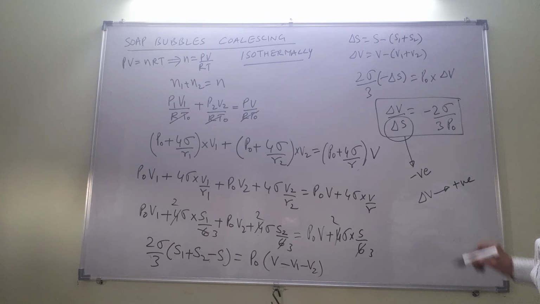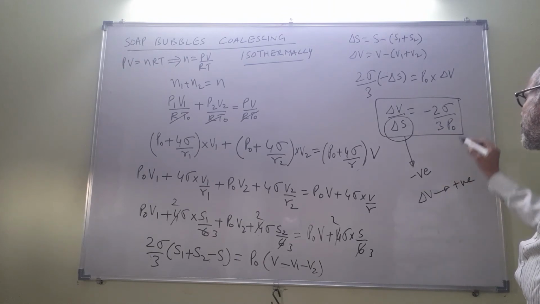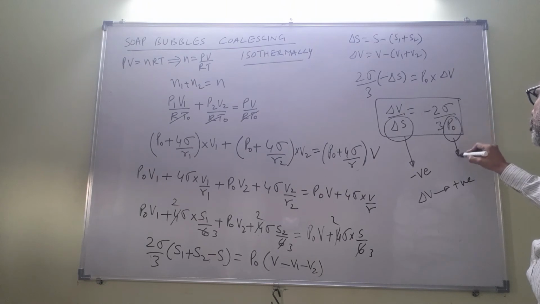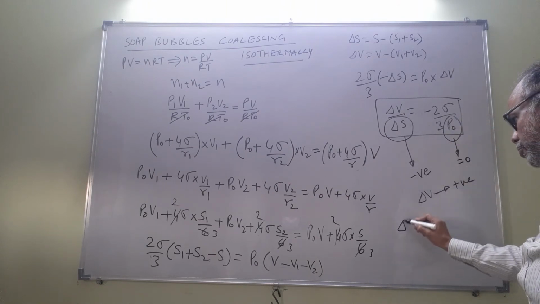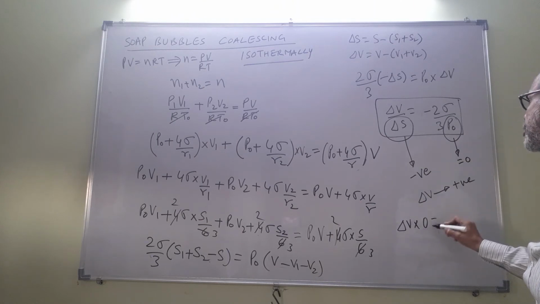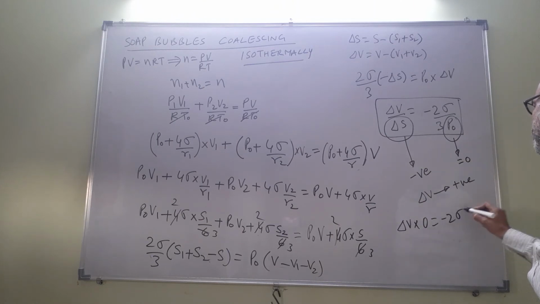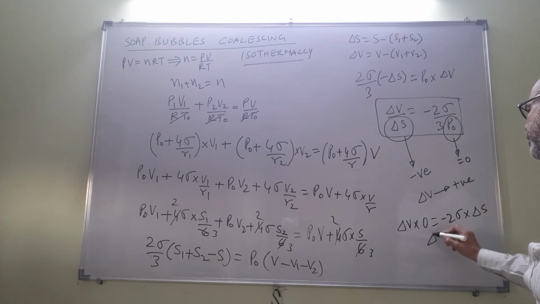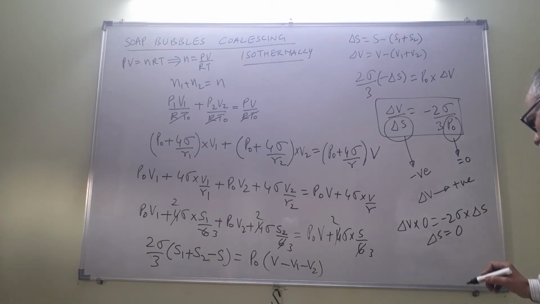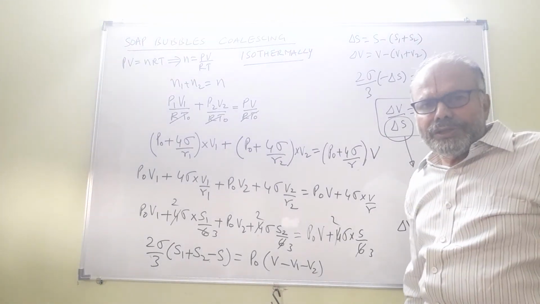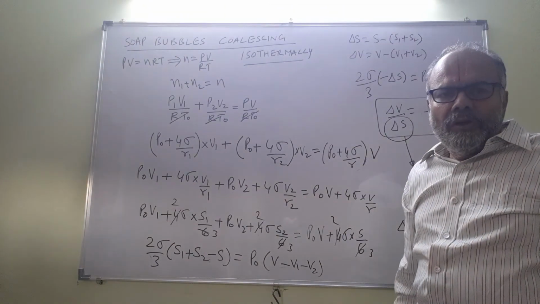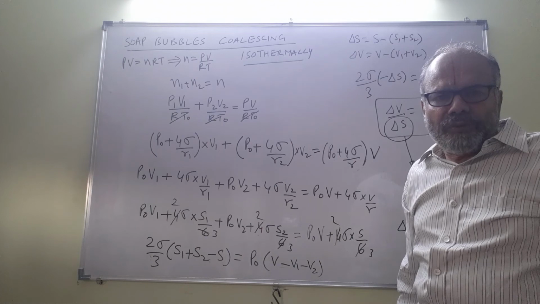Now, let us take a case where the system is happening in vacuum. In vacuum, instead of this P naught, we will put 0. If you put P naught as 0, you will get delta V into 0 as minus 2 sigma into delta S, or delta S is 0. Delta S is 0 means there is no change in the surface area, or there is no change in the surface potential energy.